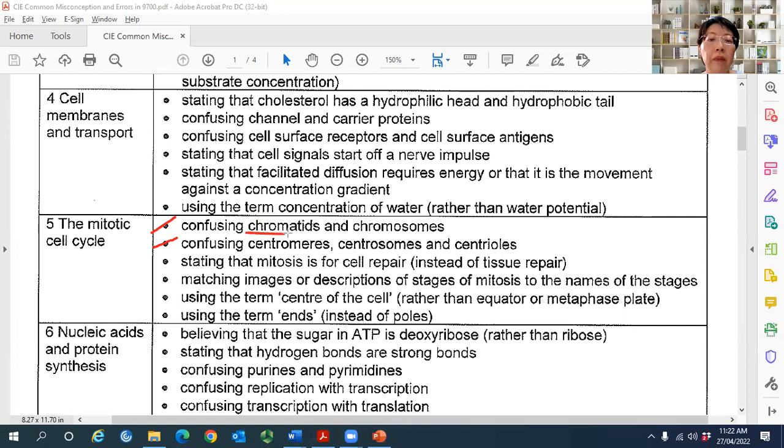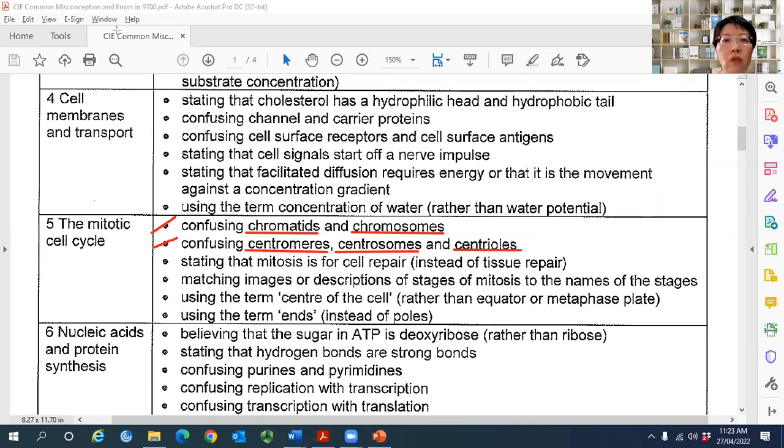Why? What happens if they ask you to give the definition of chromatid versus chromosome in the exam? 2 marks. Can you score the 2 marks or not? You must make sure you can score these 2 marks, because every question you want to try to score full marks. Okay, full marks. So confusing centromeres, centrosomes, and centrioles.